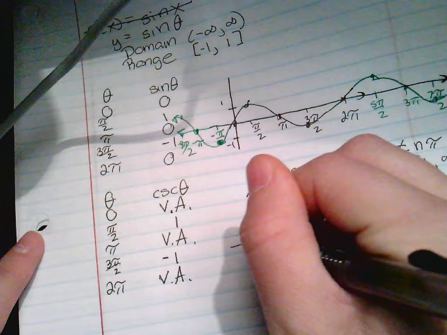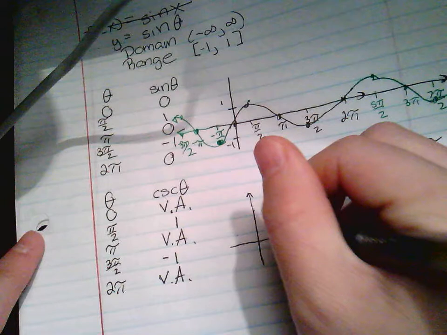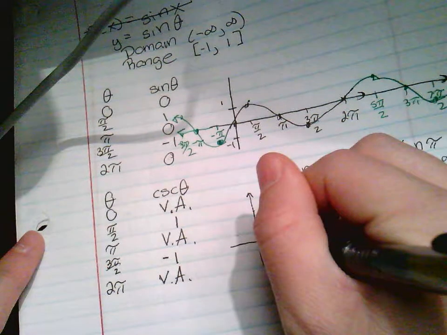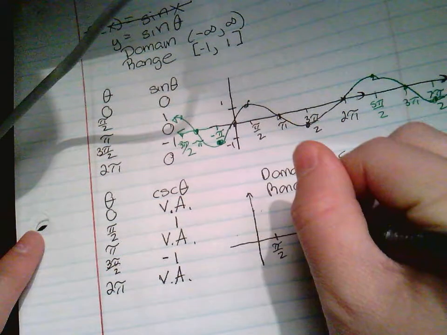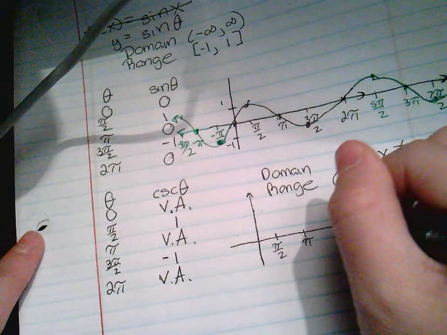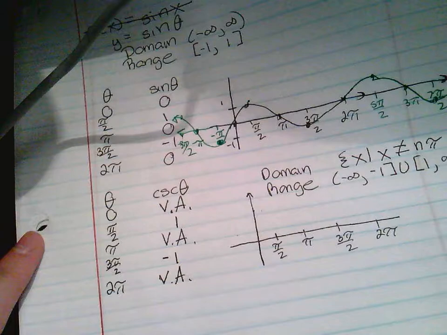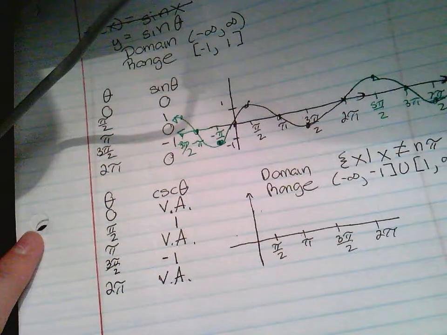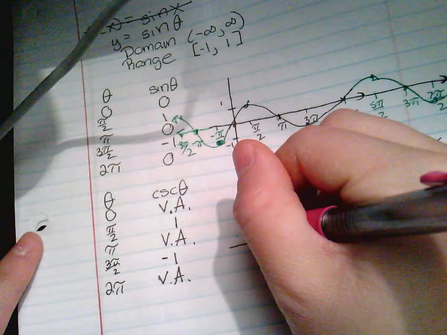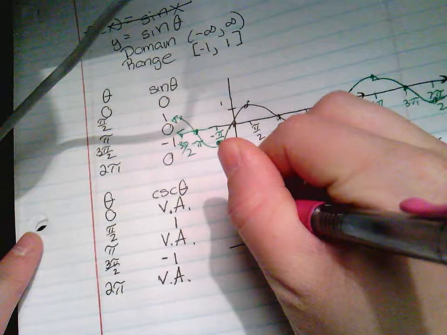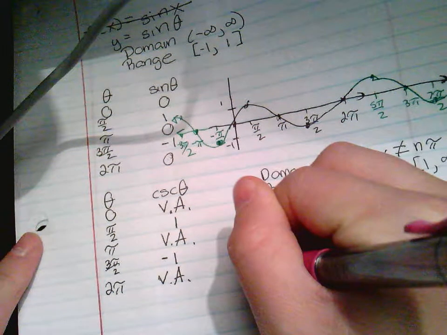So we have pi over 2, pi, 3 pi over 2, 2 pi. Okay, let's draw our vertical asymptotes. I'm going to do those in pink. So we have a vertical asymptote at 0, pi, 2 pi.